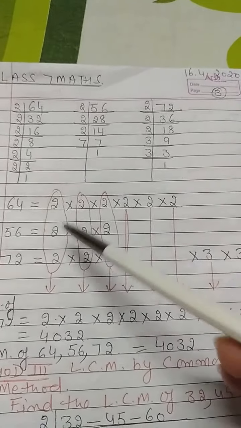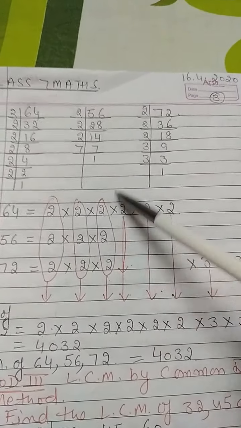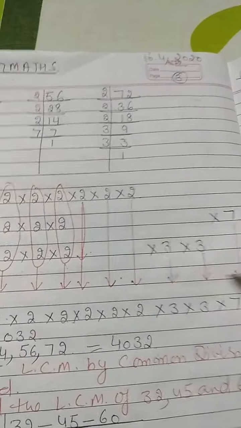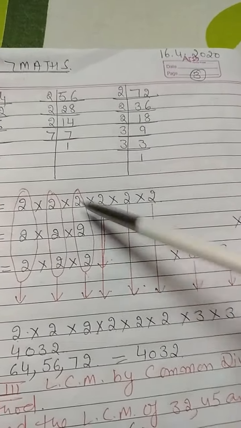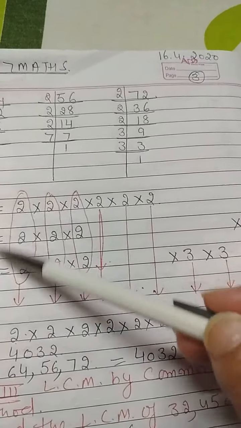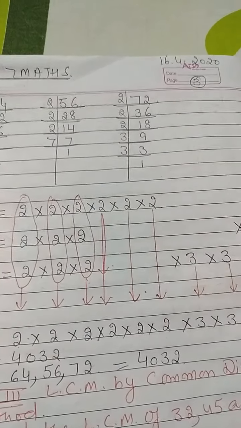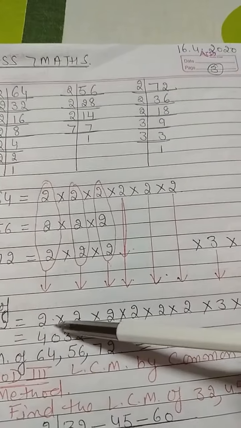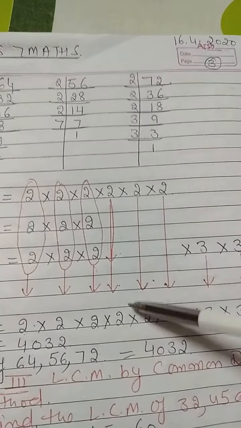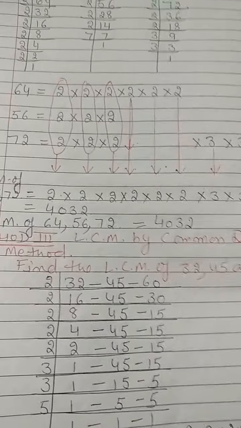The condition is the same. Now you mark the common numbers here. After that no common number is there. You write all the numbers, and whatever common number is there you write once. So 2, 2, 2, 2, 2, 3, 3, 7. Multiplication of this gives you 4032.